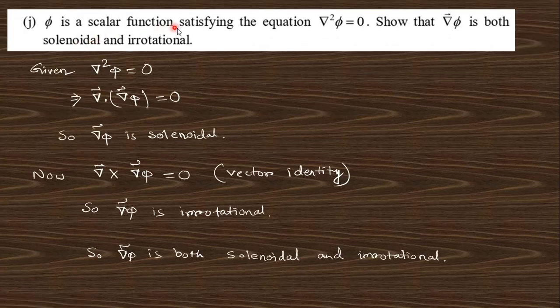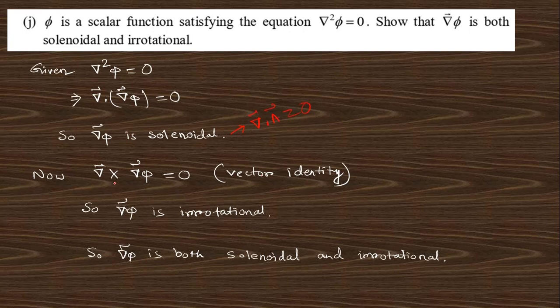Phi is a scalar function that satisfies the equation grad square phi equals 0, so that grad phi is both solenoidal and irrotational. Grad square phi equals 0, this means divergence of grad phi equals 0. Since divergence of this vector is 0, this vector, that is grad phi, is solenoidal. You know divergence of any vector equals 0 for solenoidal. You know divergence of this vector equals 0.